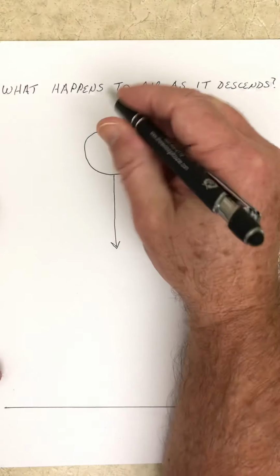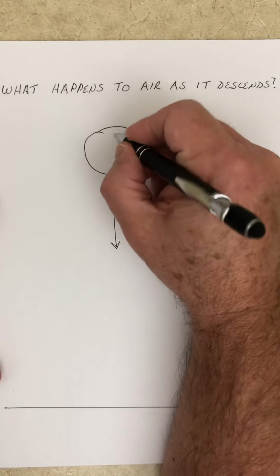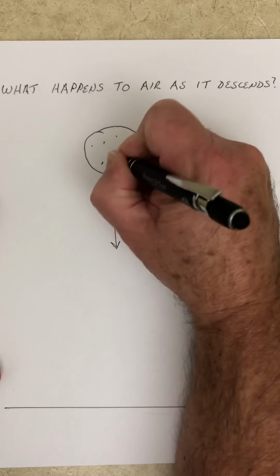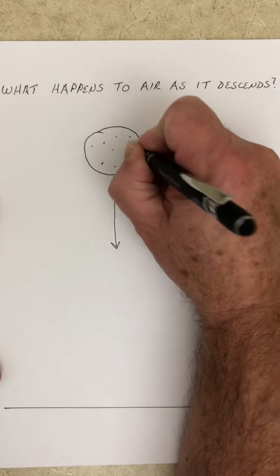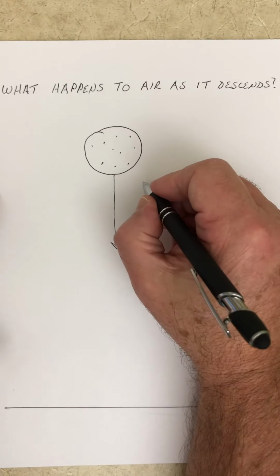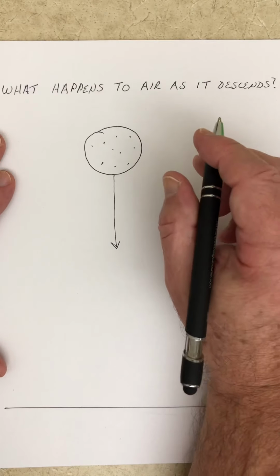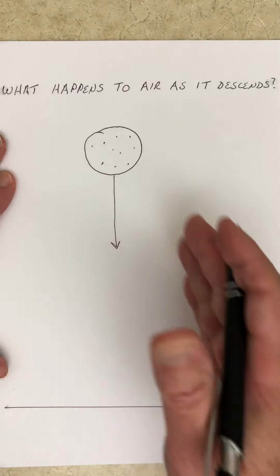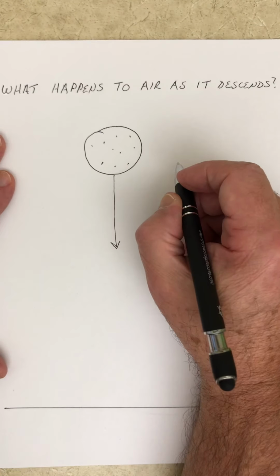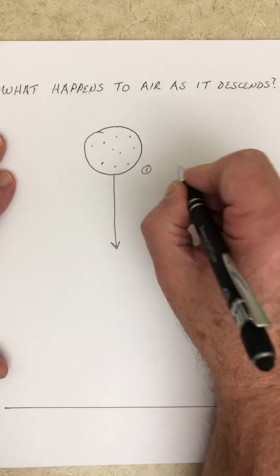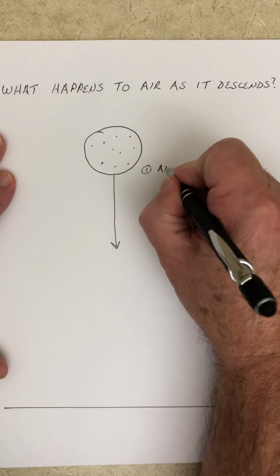Let's assume that we've got, again, 10 molecules of air in this parcel. 4, 5, 6, 7, 8, 9, 10. And we're getting this air to descend. Perhaps it is coming over a mountain, and now it's going to come back down the lee side of a mountain towards the surface. So again, the first step is that the air descends.